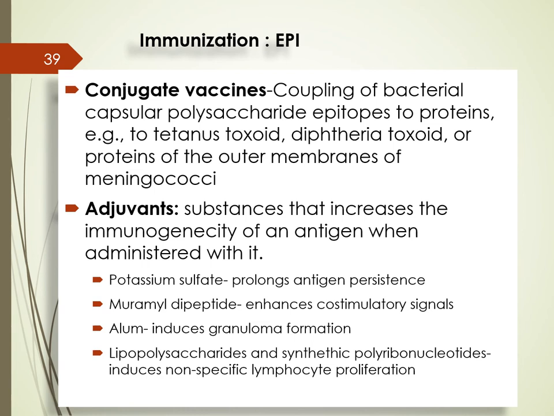Now let's talk about conjugate vaccines. Conjugate vaccines are produced by coupling of bacterial capsular polysaccharide epitopes to proteins, that is your tetanus toxoid, diphtheria toxoid, or proteins of the outer membranes of your meningococci. Adjuvants, again, are substances that increase the immunogenic property of an antigen when administered. Examples of adjuvants are potassium sulfate, which prolongs antigen persistence, muramyl dipeptide, which enhances co-stimulatory signals, alum, which will induce granuloma formation, and lipopolysaccharides and synthetic polyribonucleotides, which will induce non-specific lymphocyte proliferation.